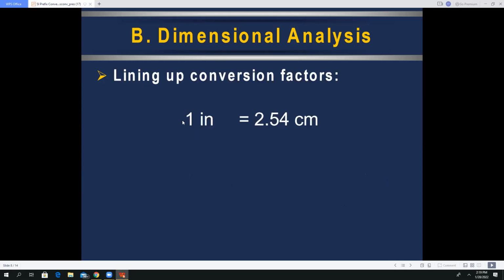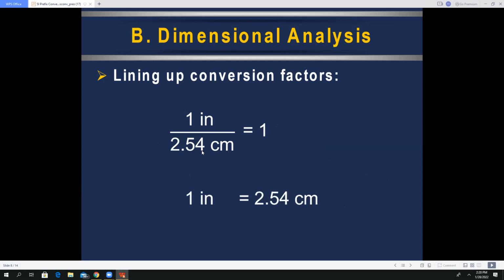Okay, so here's how we're going to change 1 inch to a centimeter. See, inches to centimeters, that's the equivalence. The equivalence, depending on where you're going, that's how you line it. So if you're going to centimeters, then you say 1 inch is equal to 2.54 centimeters, right? And you line it up. See?